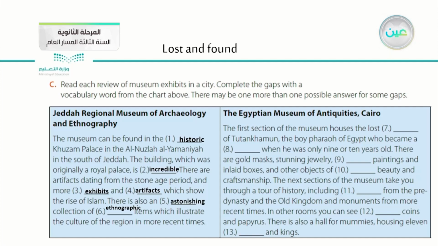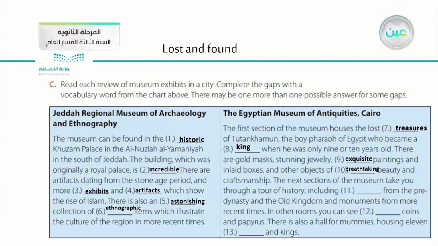The Egyptian Museum of Antiquities in Cairo. The first section of the museum houses the lost treasures of Tutankhamun, the boy pharaoh of Egypt who became a king when he was only 9 or 10 years old. There are gold masks, stunning jewelry, exquisite paintings, and inlaid boxes and other objects of breathtaking beauty and craftsmanship.